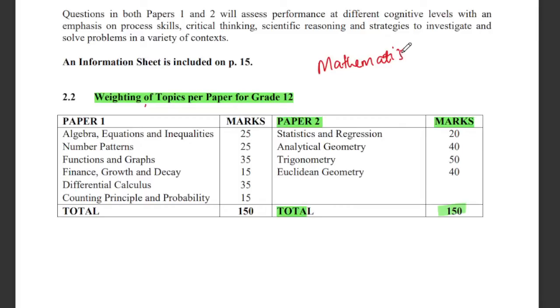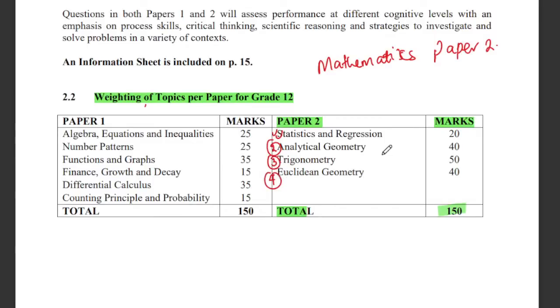Okay, so with paper 2, we have basically 4 topics that we're going to be looking at. Number 1, it is statistics and regression. Then we also have analytical geometry, we have trigonometry, and then lastly, we have the Euclidean geometry.